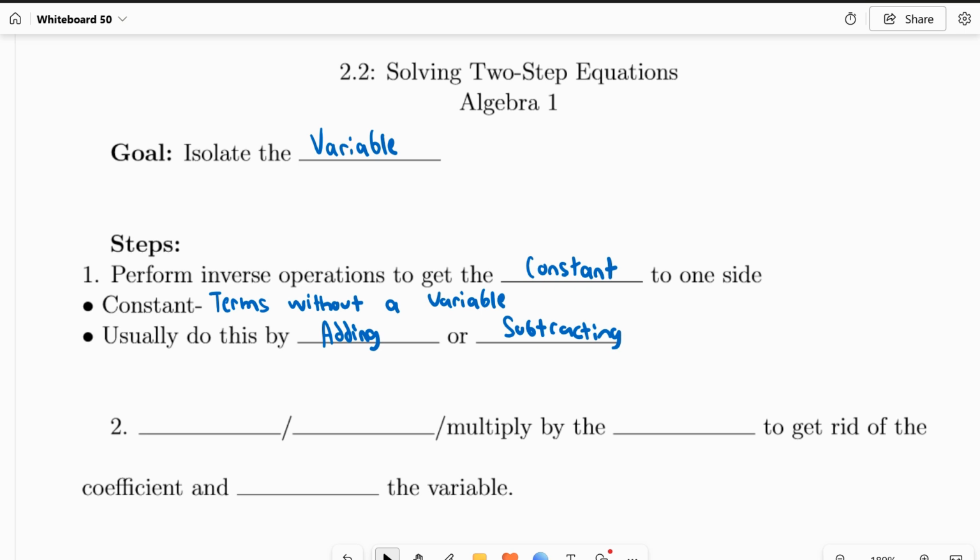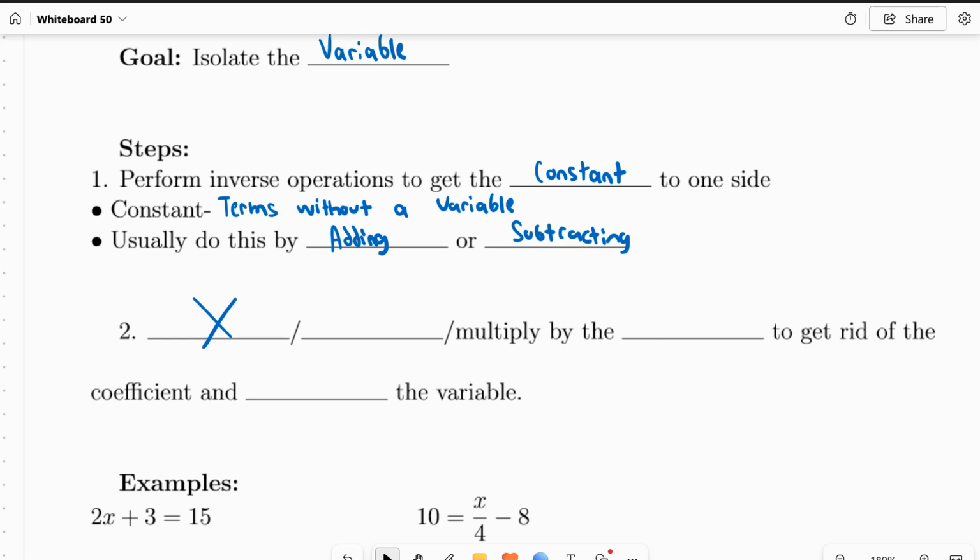So step number 2, which we can cross out one of these blanks, you will divide or multiply by the reciprocal to get rid of the coefficient and isolate the variable. So pretty much what these steps are saying is, number 1, move your constants so you have variables on one side, constants on the other. Then you will multiply or divide to isolate the variable from there.